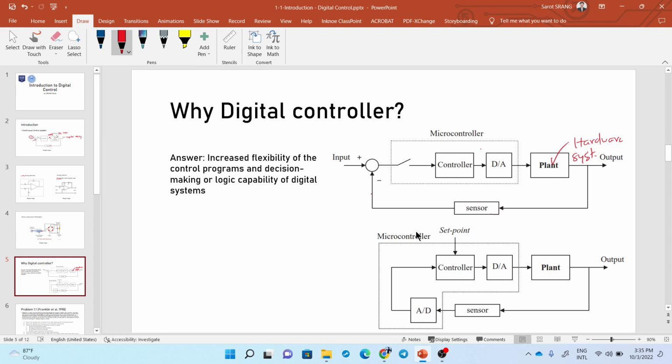Yeah, so this one is just another representation. You have the microcontroller, you have the set point. So this one is equivalent to the set point actually. Set point, and then you have the actual. You have subtraction in here, and then you have the controller formulation in here. Okay, so basically these two are just the same thing, right?